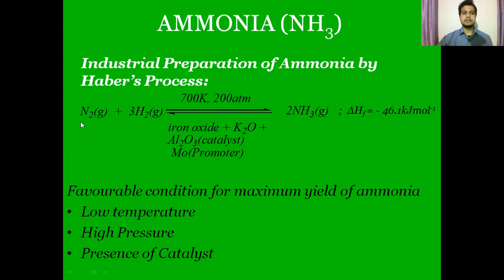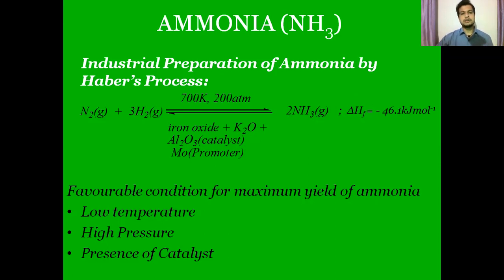You can see on your screen, in Haber's process, you take nitrogen and hydrogen in the ratio of 1:3 and react them under specified conditions of 700 Kelvin, 200 atmosphere, and in the presence of a catalyst, which is a mixture of iron oxide, potassium oxide, and aluminum oxide with molybdenum as a promoter, which gives you ammonia gas. And remember that the heat of formation of this reaction is -46.1 kilojoule per mole, which shows us that it is an exothermic reaction.